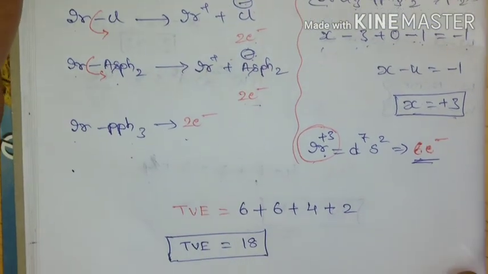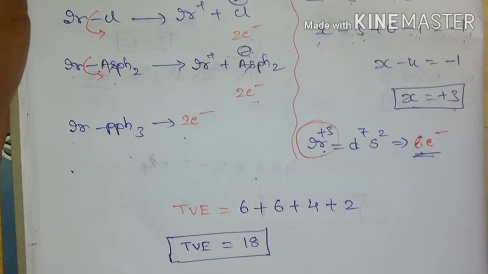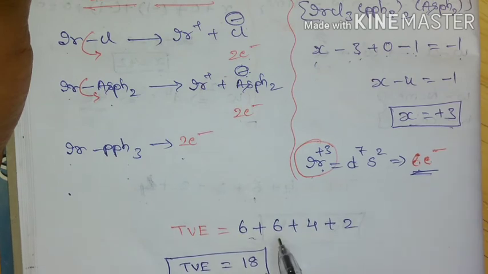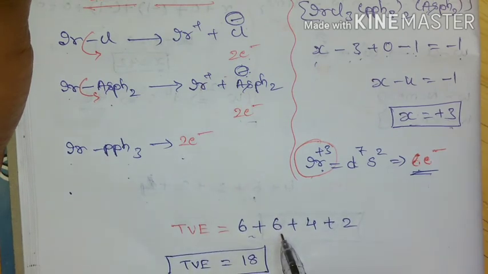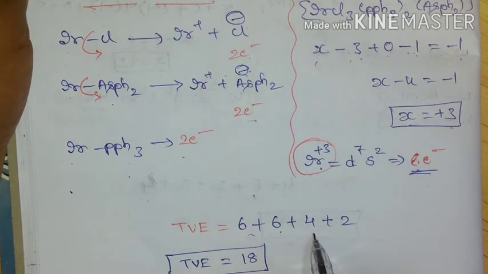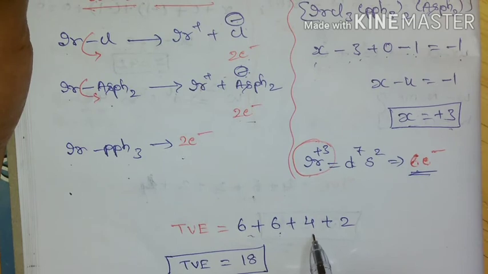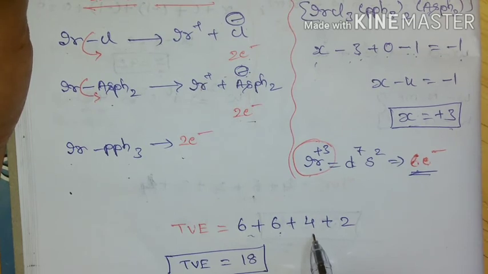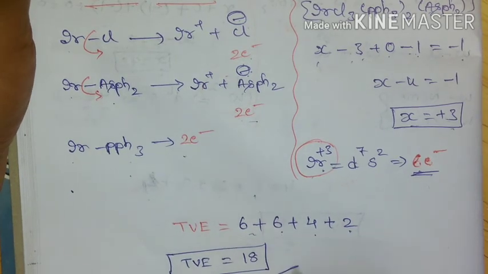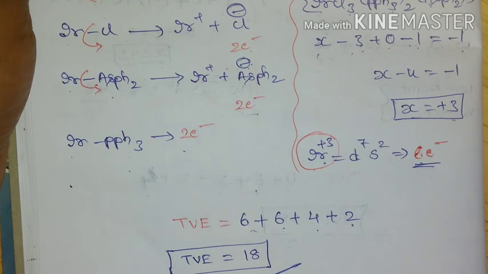So if we substitute all these contributions, iridium is going to contribute 6 electrons, 3 Cl are going to contribute 2 electrons each, 3 into 2, 6 electrons, PPh3 neutral ligand, 2 PPh3 ligands are present, it is going to contribute 4 electrons, and arsenic PH2 is going to contribute 2 electrons. So in the ionic method also we got 18, so this complex is going to obey the 18 electron rule.